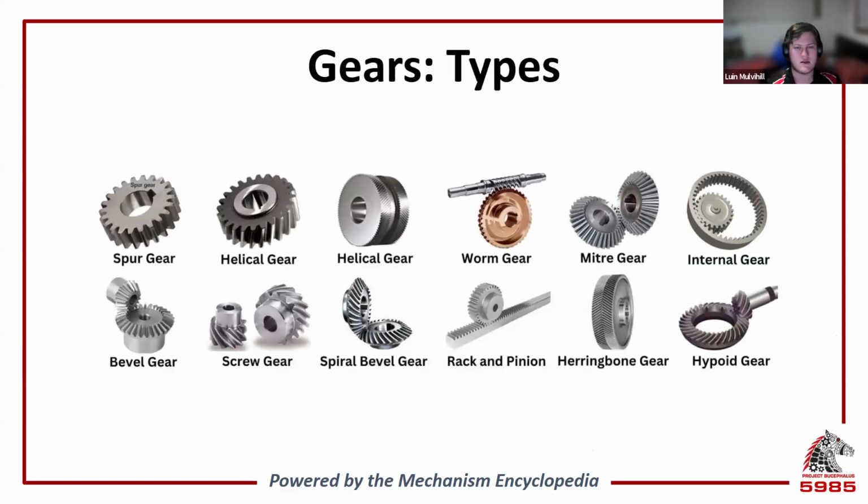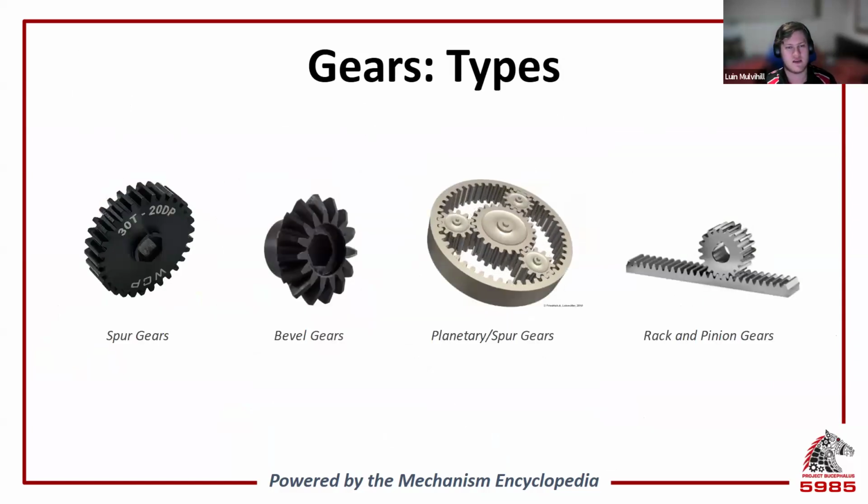When it comes to gears, there are a whole bunch of different types that exist. They all have their own purposes, but only a selection of them appear frequently in FRC. In FRC, the most common types of gears and gear arrangements are spur gears, bevel gears, spur gears arranged in a planetary formation, and rack and pinion gears.